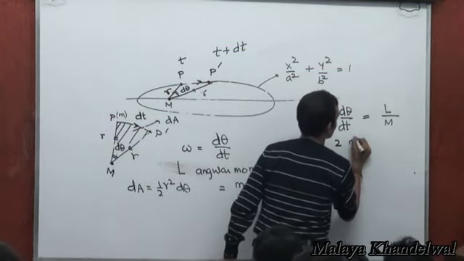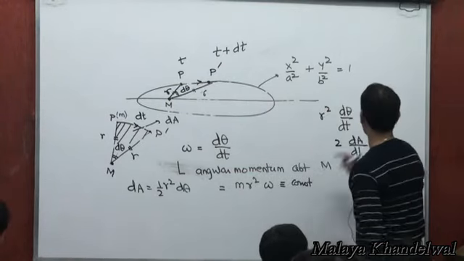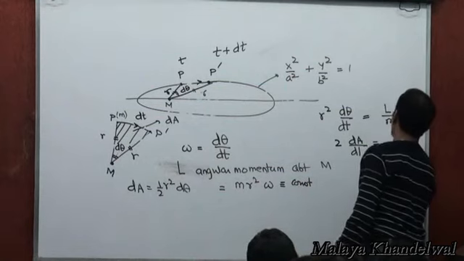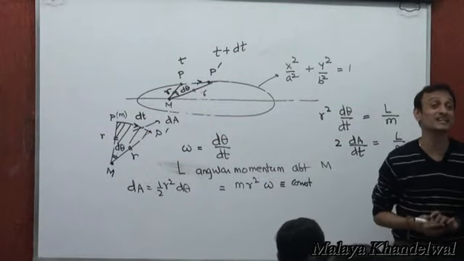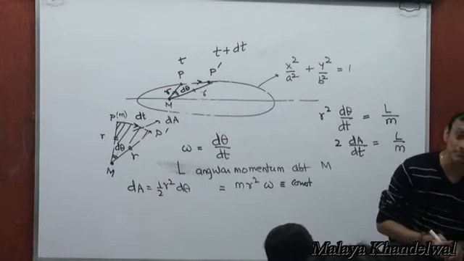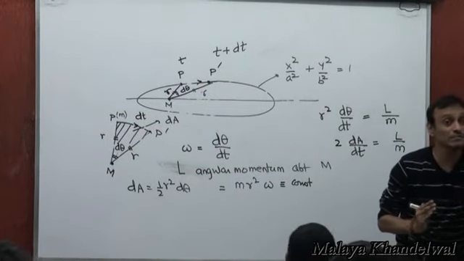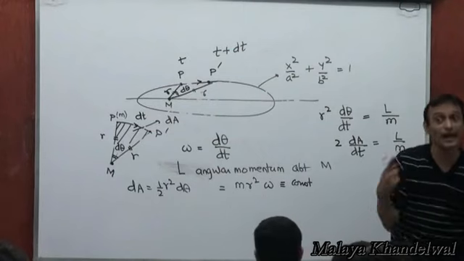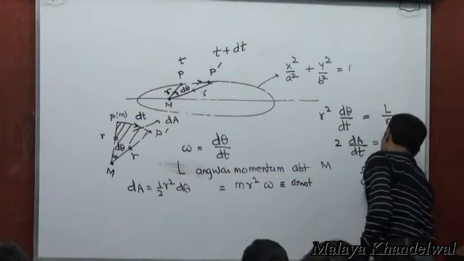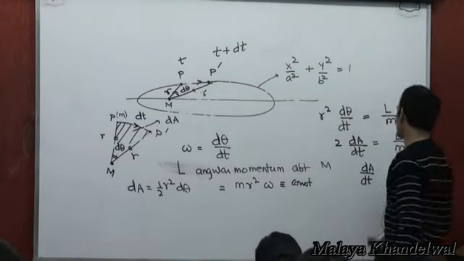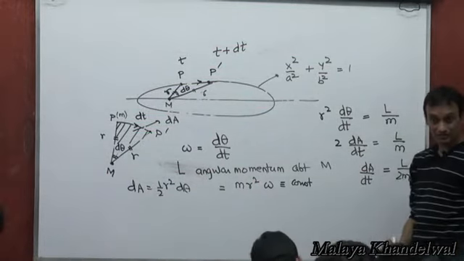So we have 2 times dA by dt equal to L by small m, where dA by dt is the rate at which area is described about the focus M. That means dA by dt, the rate at which area is described about one of the foci, is L by 2m, which is a constant.